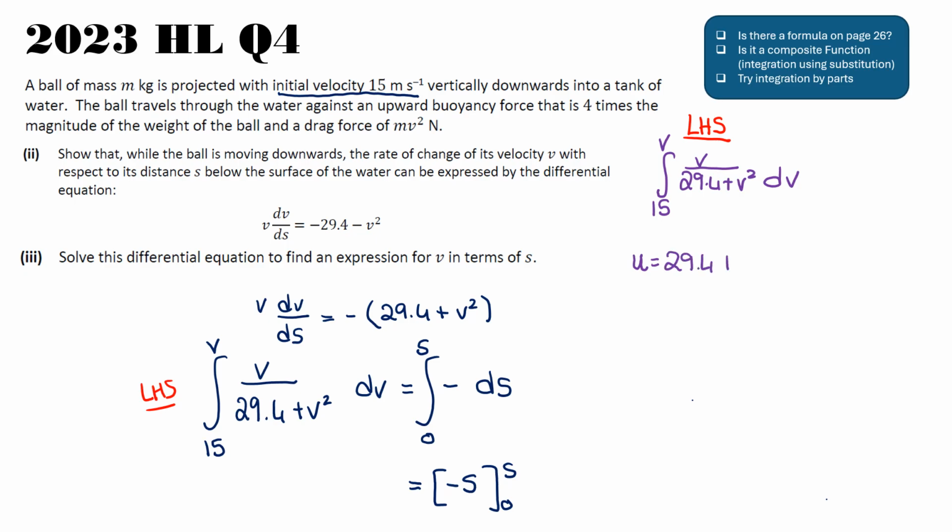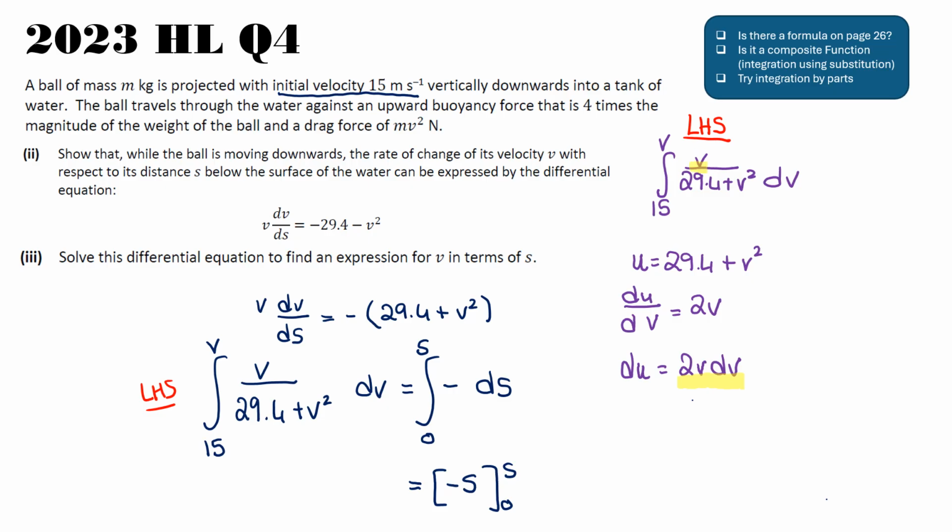So we get 29.4 plus v squared, and then we differentiate that, du/dv, and that gives us 2v. And then what we want to do is rearrange this. So we get du is equal to 2v dv. Now what we're effectively trying to do here is replace this with the du.